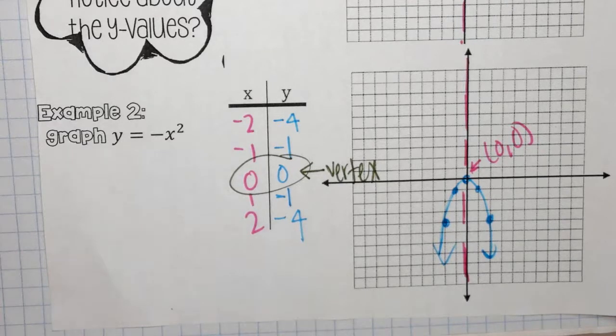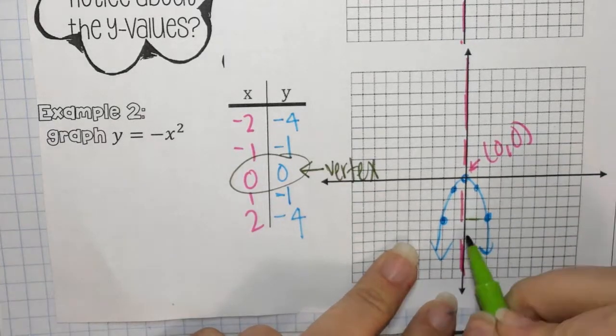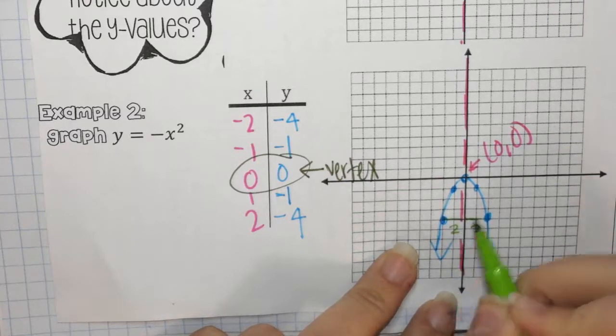Now let's do our magic trick. How many units away is this one right here? Dos. 2. And how many units away here? Uno. What about this?